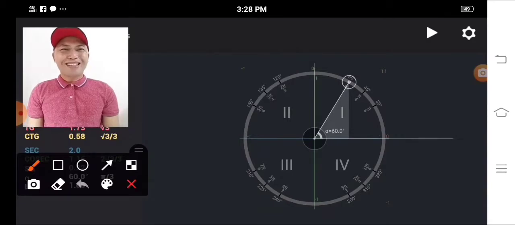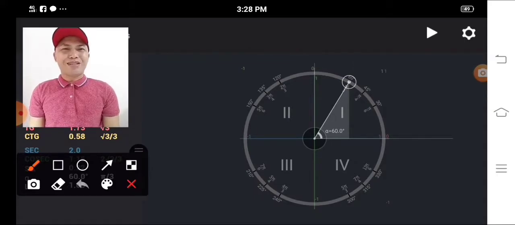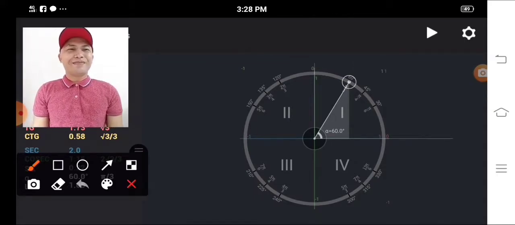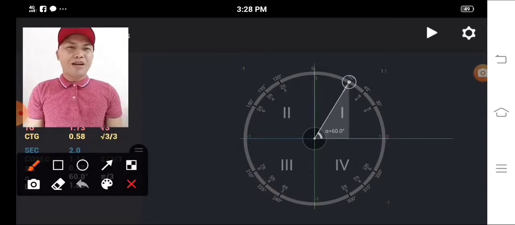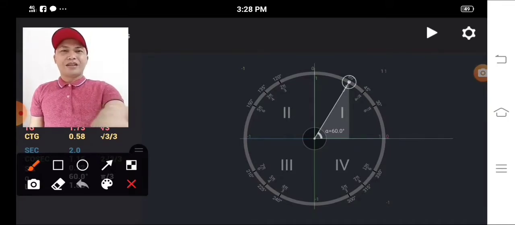Let us have one more example. What are coterminal angles of negative 660 degrees? We should remember that negative angles are in a clockwise direction. So before answering, let us try to locate first its terminal side. Let's try to illustrate.